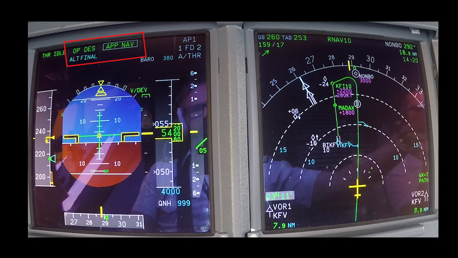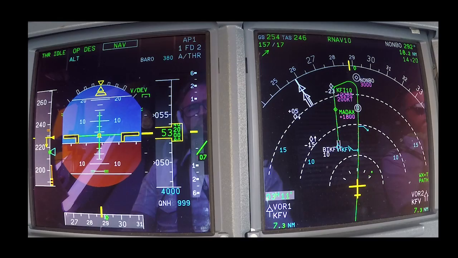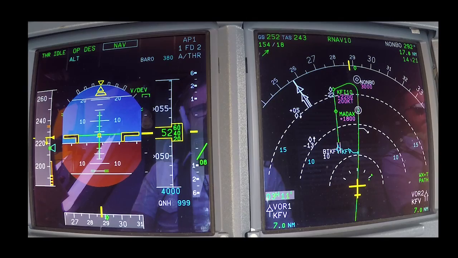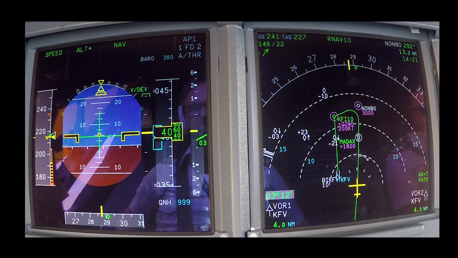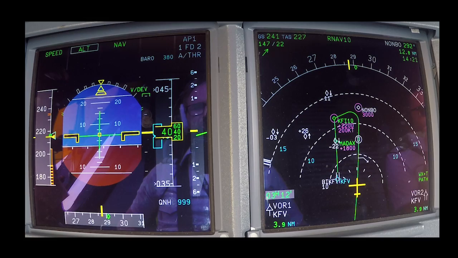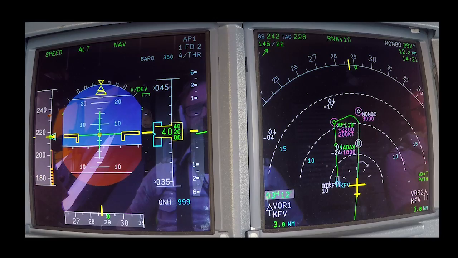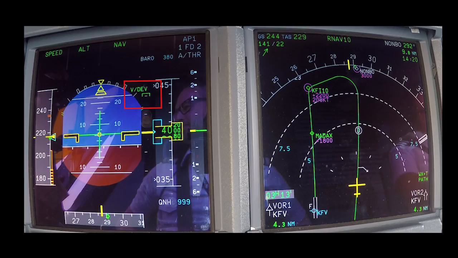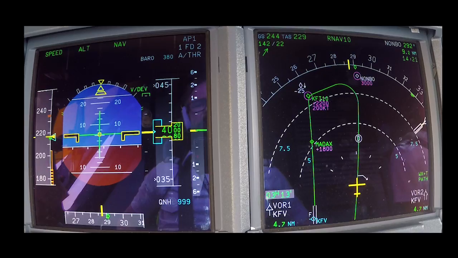Approach is armed. Final blue, approach nav green. Blue arrow indicates final descent point. Approach is deselected. Blue is replaced with white. Vertical deviation indicates low. Crossing the white arrow, vertical deviation shifts from low to high.